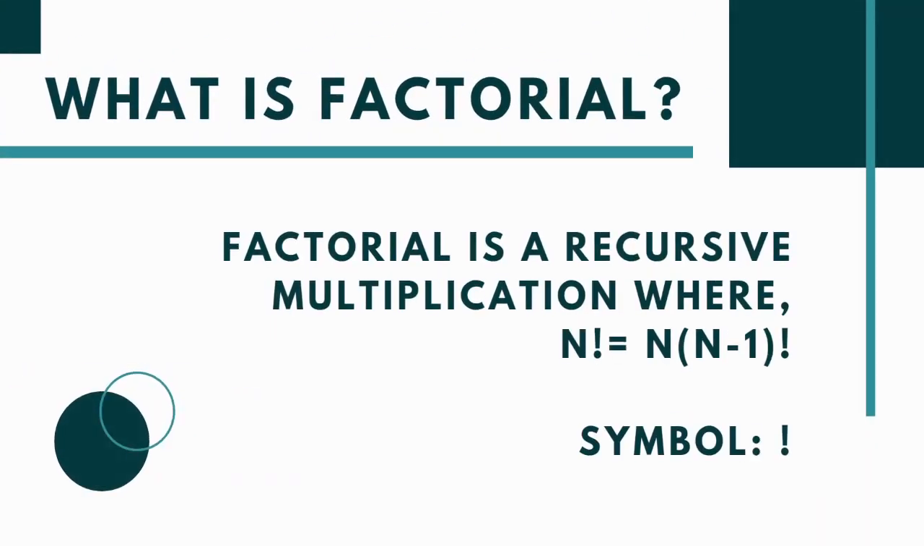First, what is factorial? Factorial has a symbol, written as an exclamation point. It is a recursive multiplication where n factorial is n times (n minus 1) factorial. In simple terms, the factorial process is multiplication repeating itself until it reaches 1, where you write a set of positive integers in descending order.